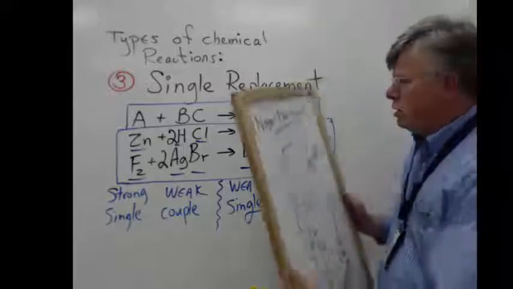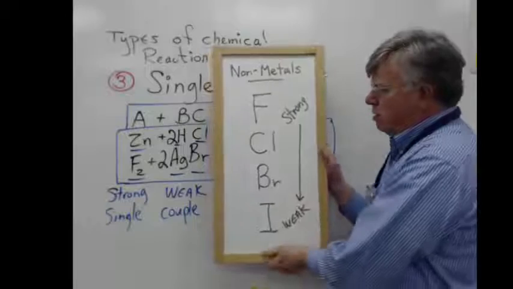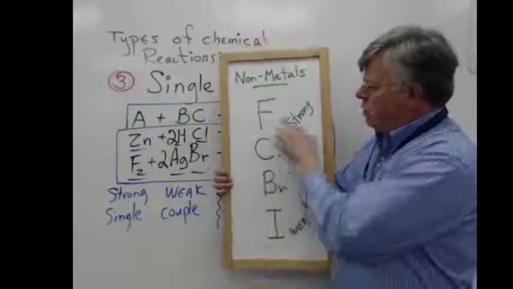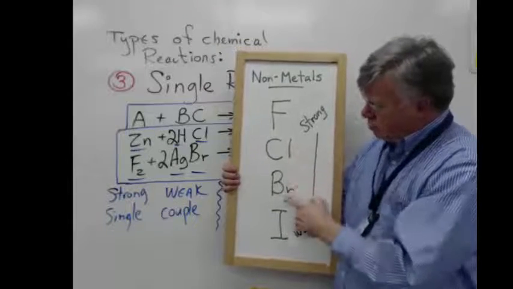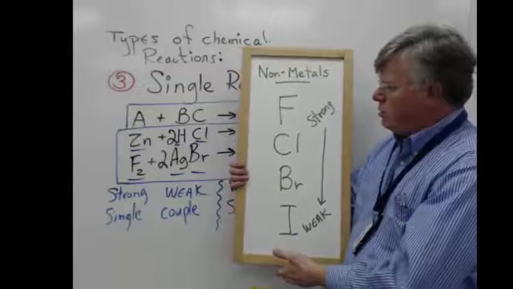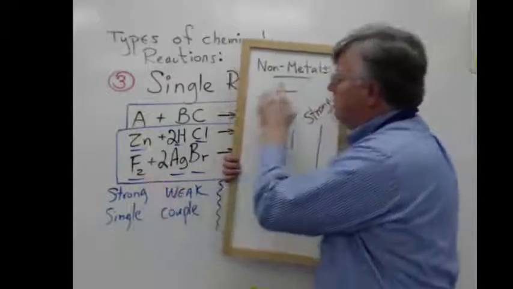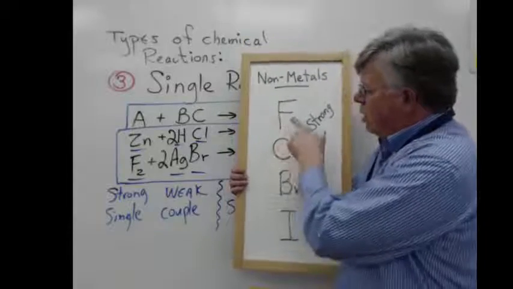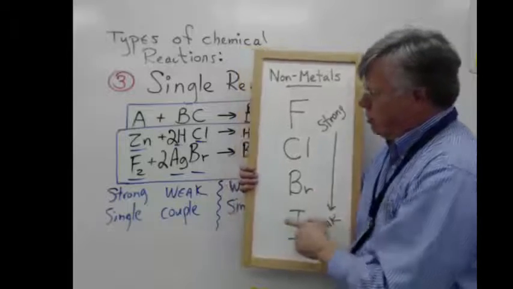it's pretty simple. Usually we're just talking about the halogens: fluorine, chlorine, bromine, and iodine. And so fluorine is the strongest of this series. Chlorine is second, bromine third, and iodine fourth. This is right off the periodic table. These are the halogens. So if you have a non-metal in front, like this, the stronger one can drive off any of the ones below it that are weaker.